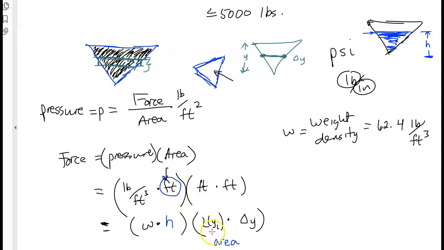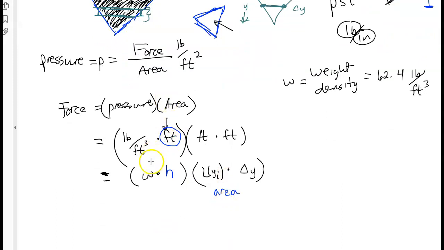All right, so if we check out everything, we have pounds per cubic foot times feet, which gives us pounds per square foot, which is pressure by definition. And if we multiply this times the horizontal length, or the length across the triangular end plate at some height, that's in feet, and delta y is in feet. And of course, we just get pounds, which is the actual force. So that is what we need.